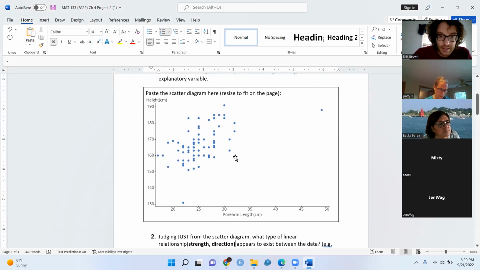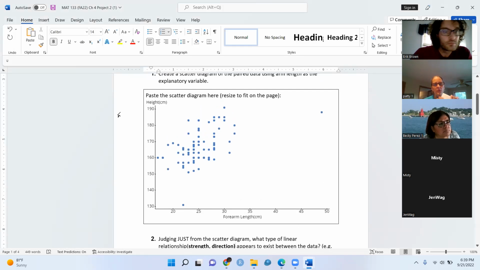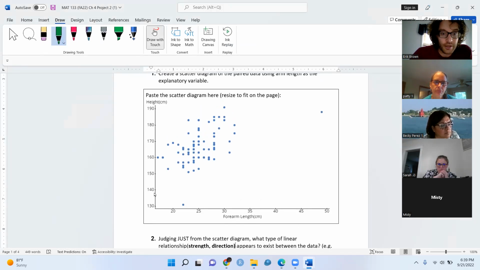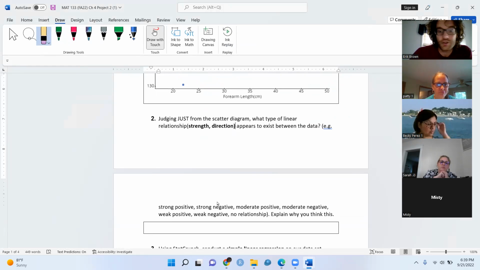So when you look at this, what do you think? It's positive. Positive, and then what about the strength? I agree, positive. Okay, weak. Perfect. All of those answers are perfect.